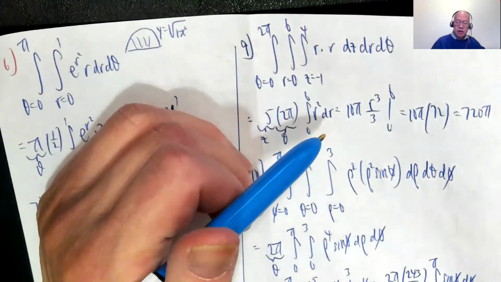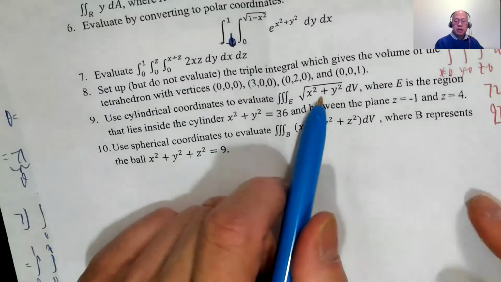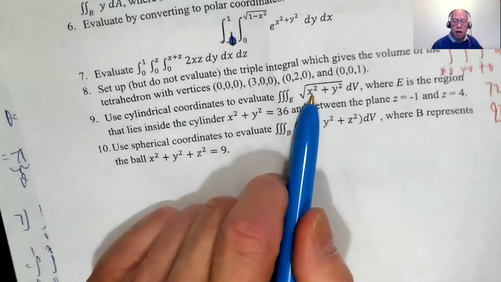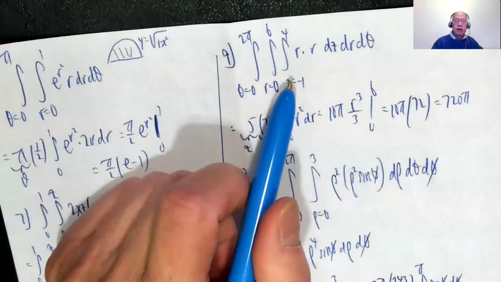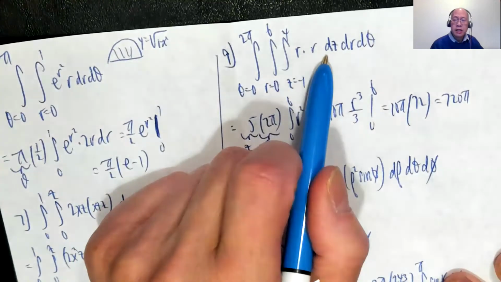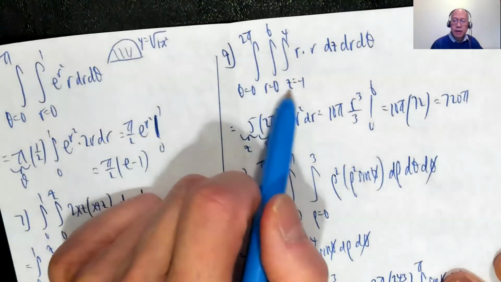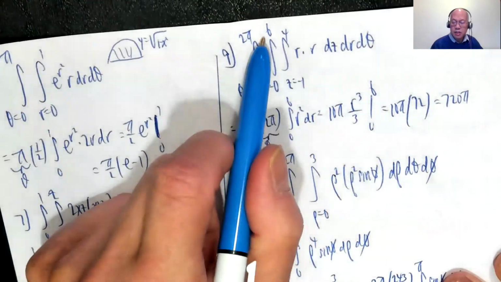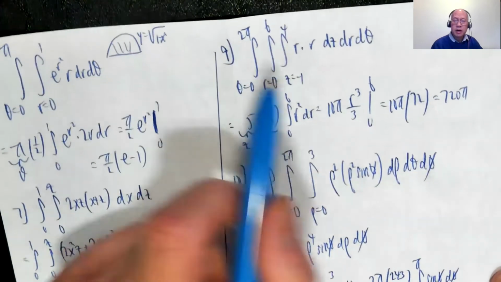Number 9, the square root of x squared plus y squared, that's the square root of r squared, which is r. So I'm integrating r, and then times another r, dz, dr, d theta. Z is going from negative 1 to 4. R is going from 0 to 6. Theta is going from 0 to 2 pi.